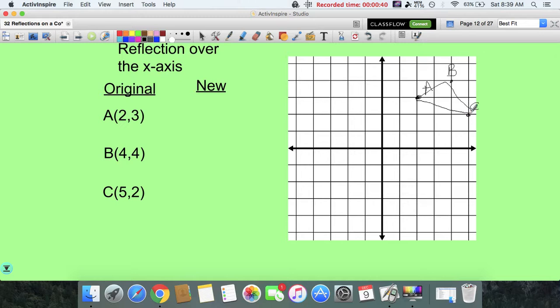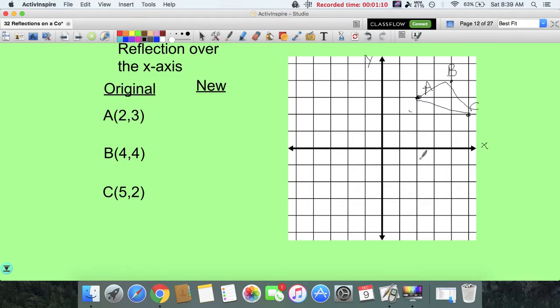You're going to reflect this triangle over the x-axis. Here's your x-axis and the y-axis. So this triangle is going to reflect. Think of it as a mirror. Your mirror is your x-axis. So where would this triangle be on the other side of the mirror? The distance of every single point of this triangle is exactly the same distance on the other side of the x-axis.